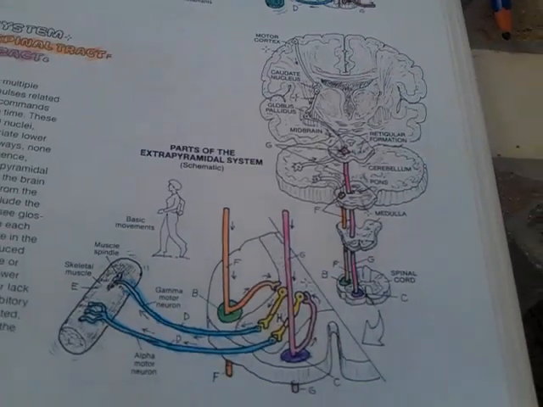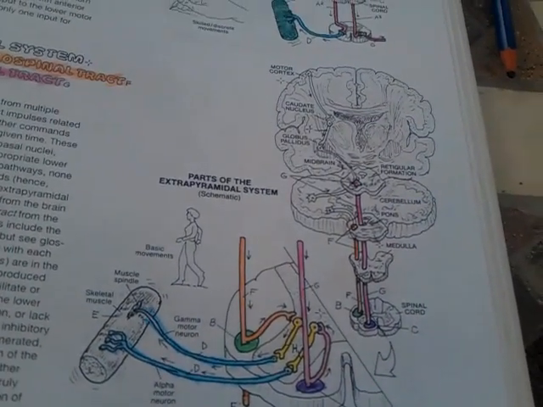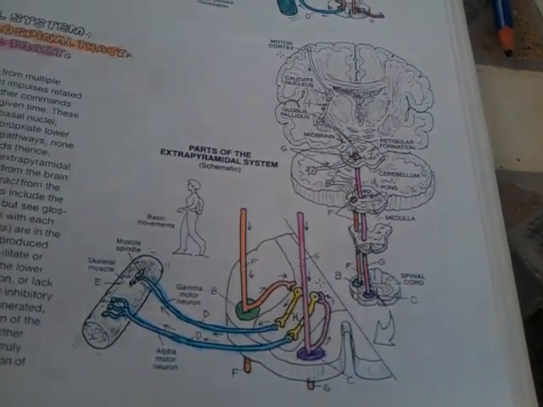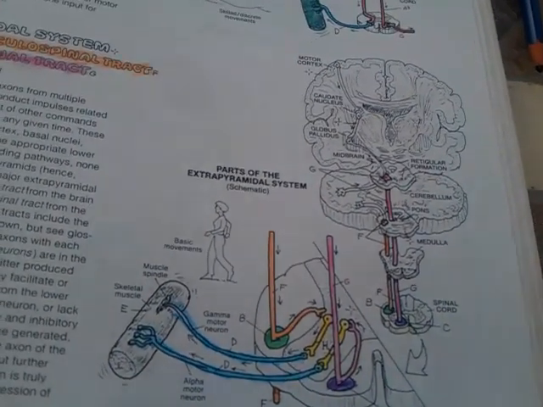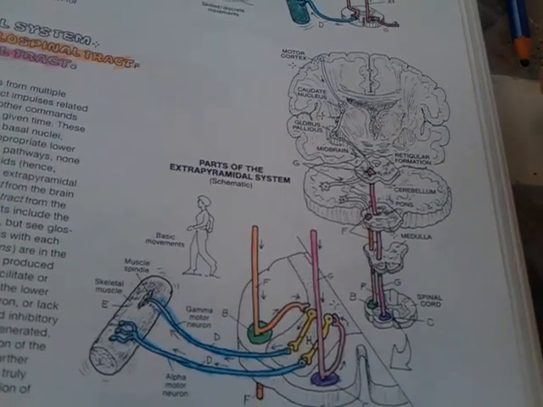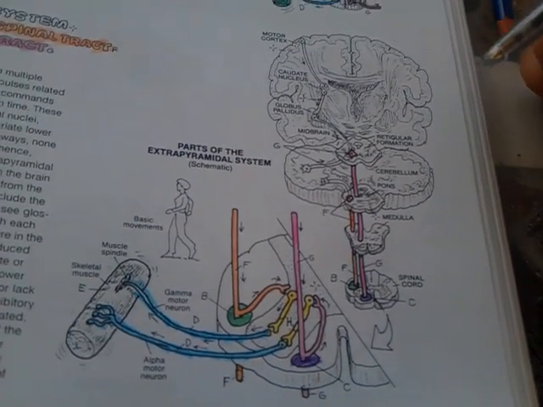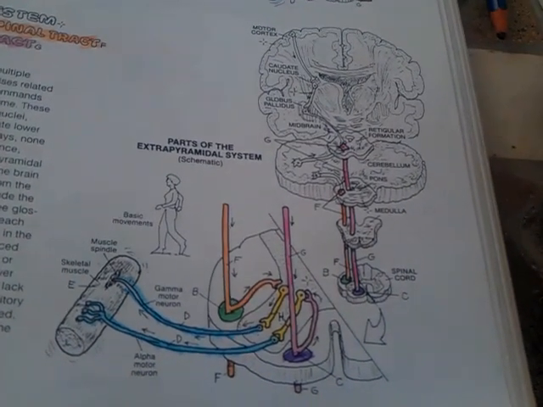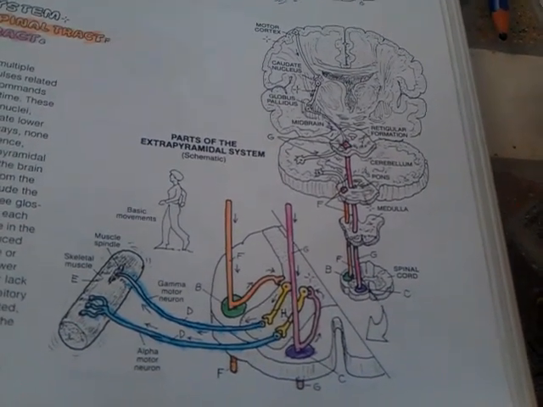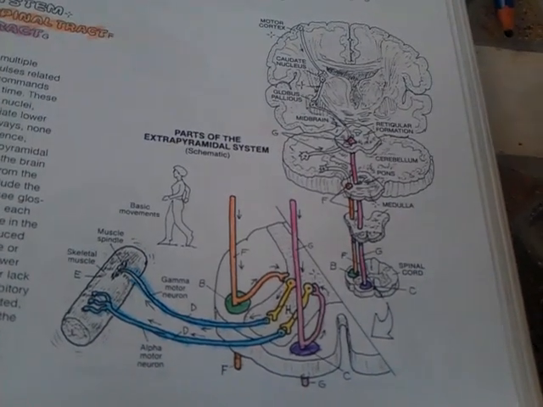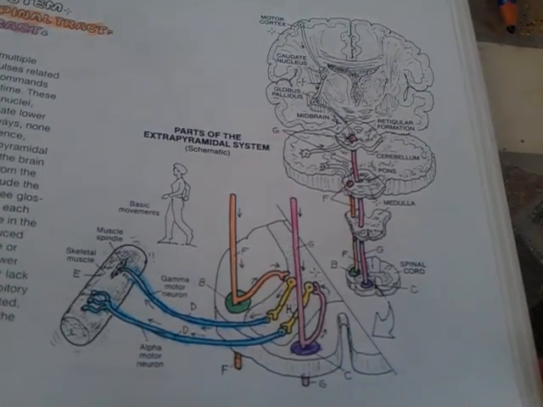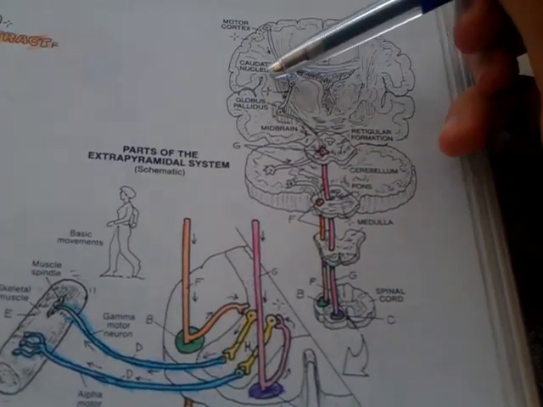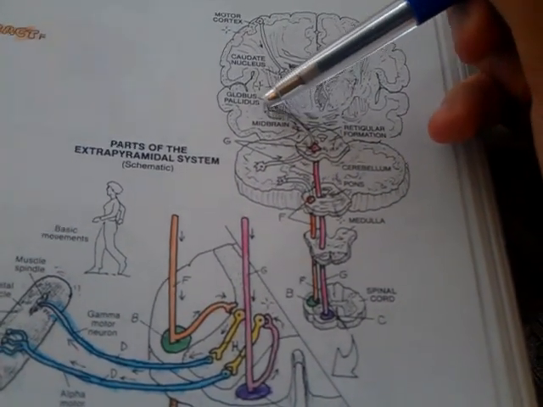And we have the extrapyramidal system, which includes subcortical motor centers and extrapyramidal tracts. The extrapyramidal system is responsible for smoothing out the voluntary movements, and it controls the muscle tonus and various muscular reflexes and equilibrium. The components of the extrapyramidal system: you have the basal nuclei, caudate nucleus, and globus pallidus.